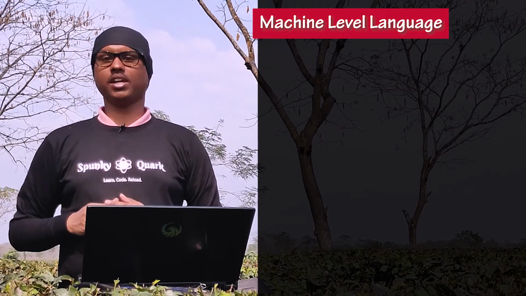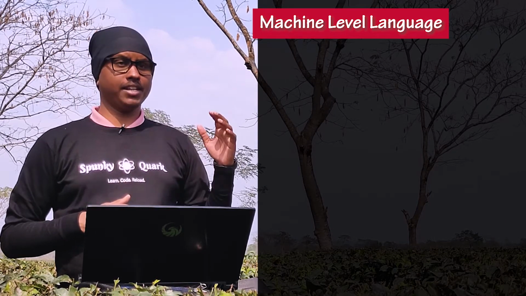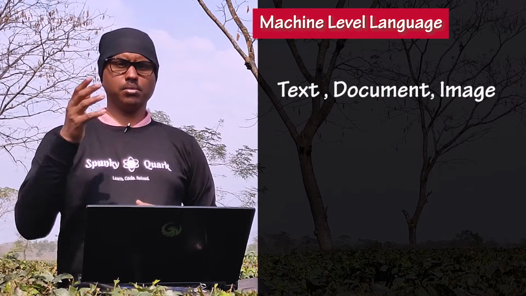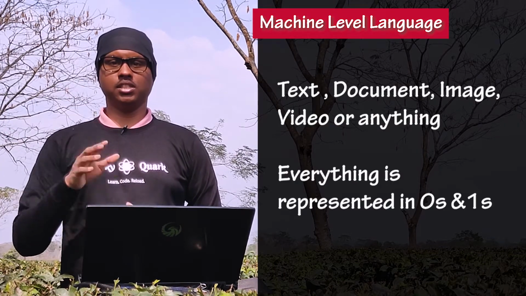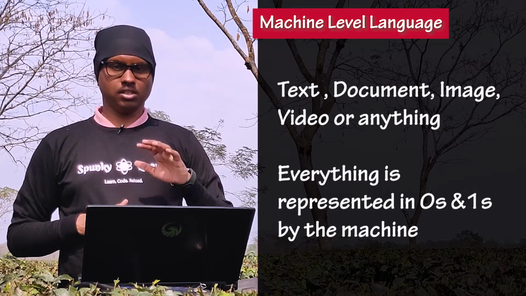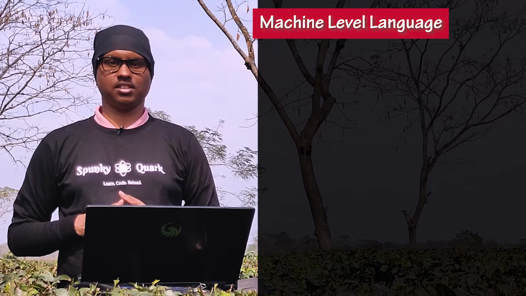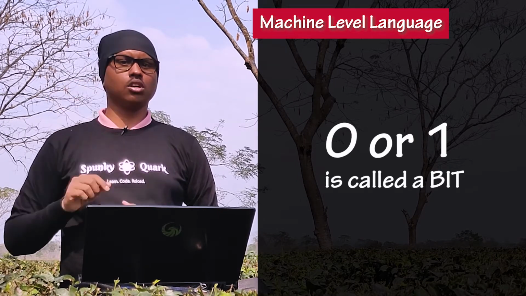And you'll be very surprised to know that all the things that are present in our computers, like any text, any document, any image, any video or anything, everything is represented in zeros and ones by the machine. Everything at the end is zeros and ones. Interesting, right? So a single 0 or a single 1 individually is known as a bit.